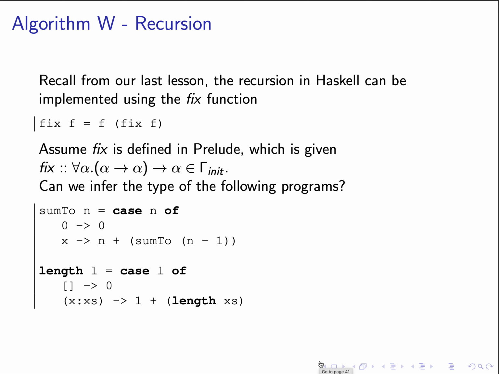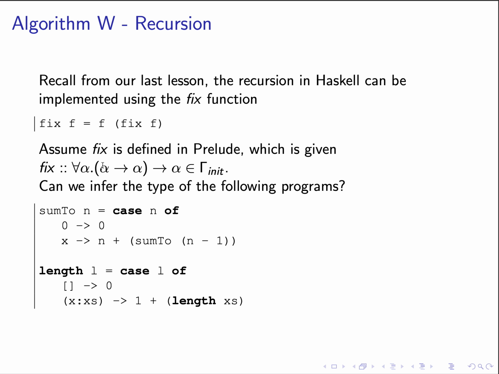matching, we also need to extend our algorithm to handle recursion. Recall from our last lesson that recursion in Haskell can be implemented using the fix function that is recorded in the meta environment. It was defined as fix applied to f is reduced to f applied to fix of f. So assuming that fix is given in the prelude, whose type is already recorded in the gamma init, which is for all alpha, alpha goes to alpha and return alpha.